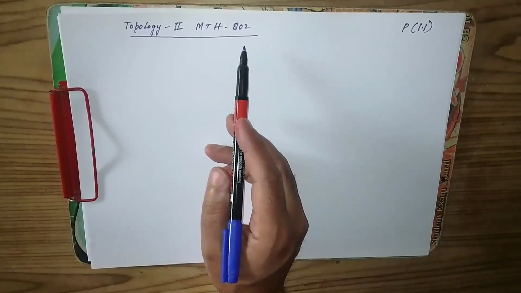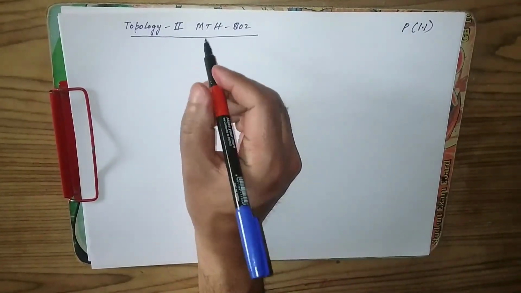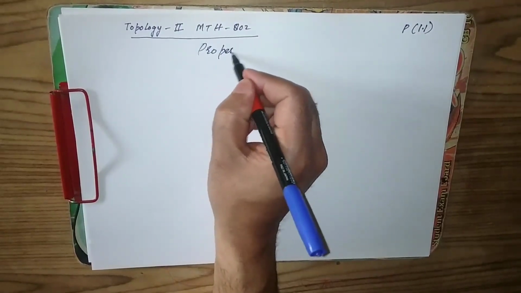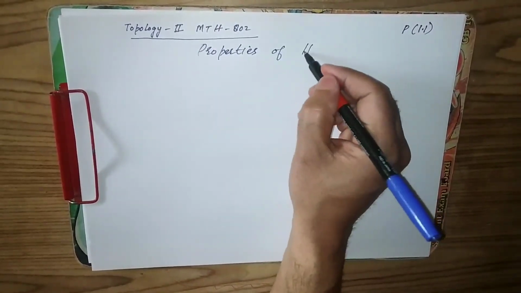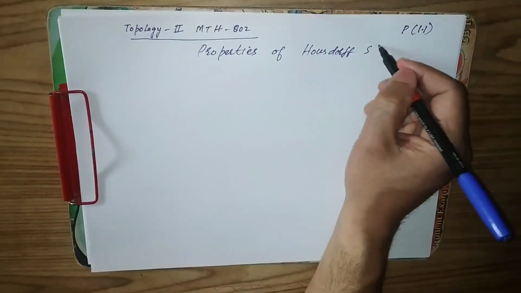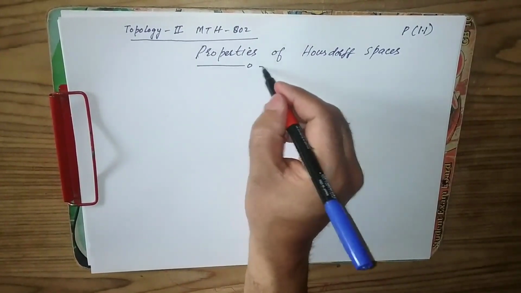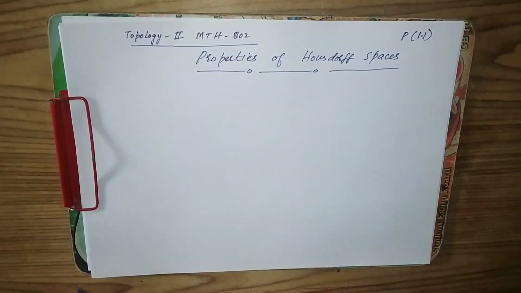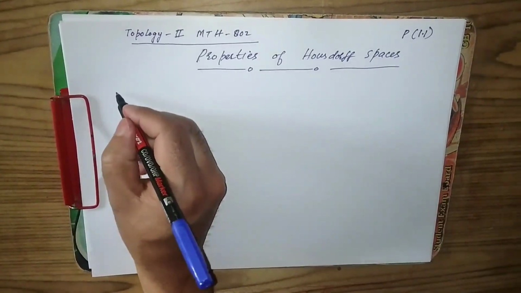Today we are going to discuss some properties of Hausdorff spaces, or we can say T2 spaces. So let's have the first property, which is in the form of a theorem. Let us state this theorem.